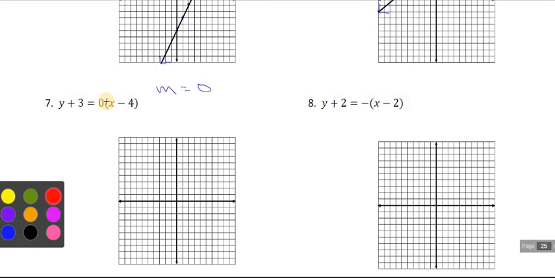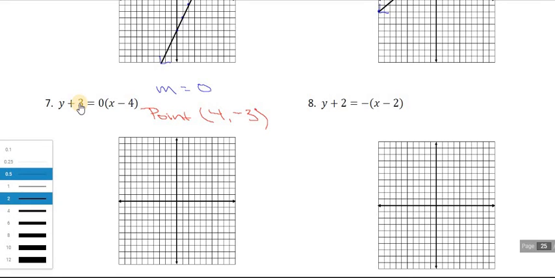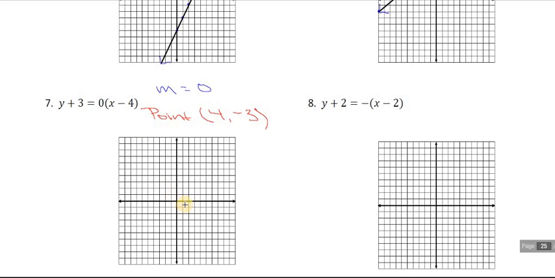Our point: the number with the x is negative 4, take the opposite of it, so positive 4. The number with the y is 3, the opposite of it is negative 3. So 4, negative 3 is our point. So if I start there, I go right 4, down 3. There's my starting point.